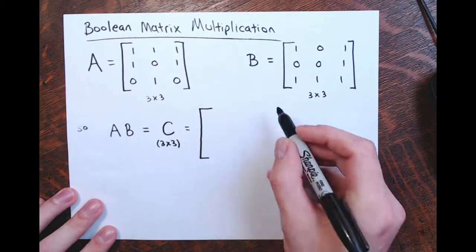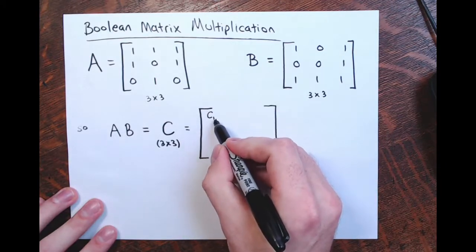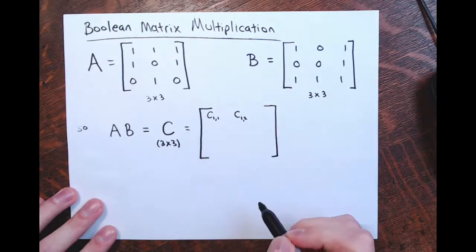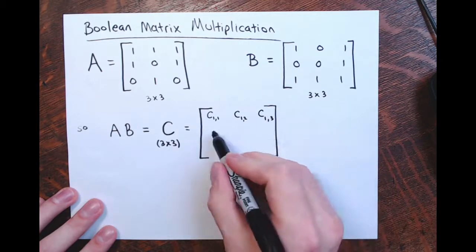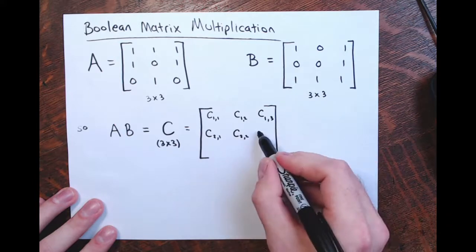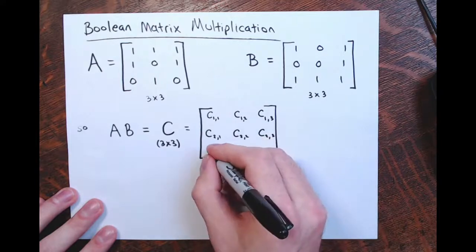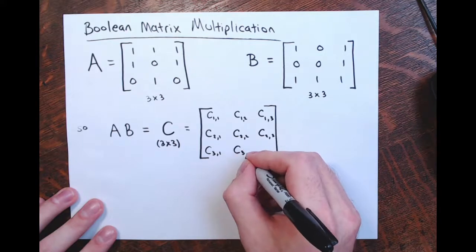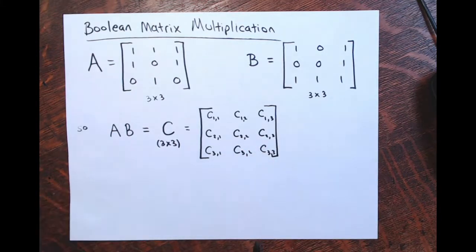I remember what I'm going to call them: C11, C12, right, first row, second column, C13, and then the second row, you have C21, C22, C23, third row, C31, third row, first column, C32, and finally C33, right? So it's going to have 9 entries.